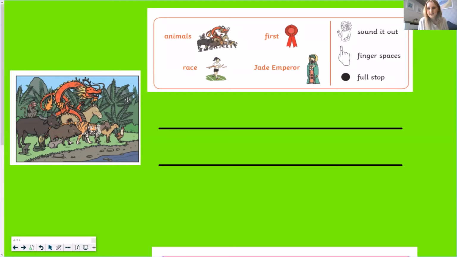My turn, your turn, my turn. The animals had a race. Your turn. Now we're going to whisper it. My turn. The animals had a race. Your turn. Now we're going to shout it. My turn. The animals had a race. Your turn. And now finally we're going to clap it out. My turn. The animals had a race. Your turn.